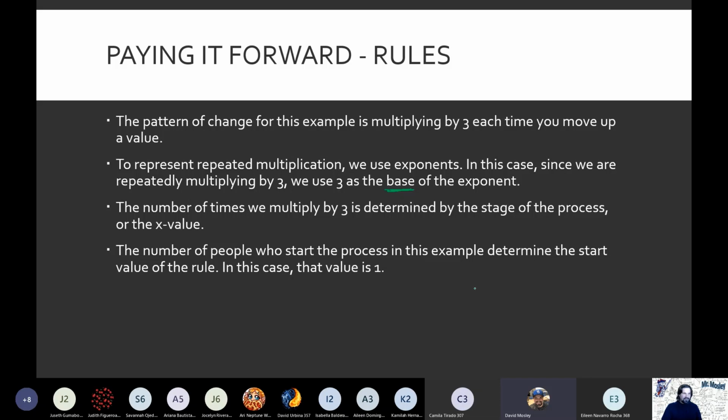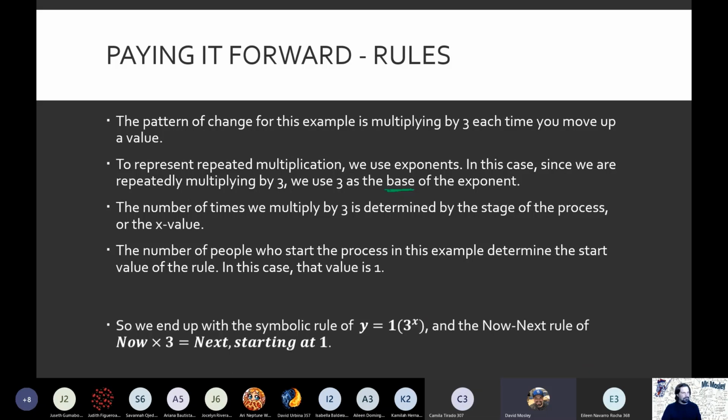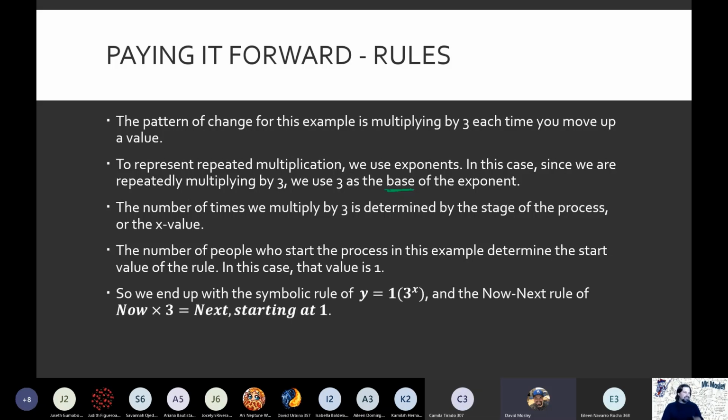The number of people who start the process in this example determines the start value of the rule. In this case, the value is 1. The whole process in the pay it forward example started with 1 person. So when there's no stages, stage 0, there was 1 person. So we end up with the symbolic rule of y equals the start value of 1, and then in parentheses, 3 to the power of x.